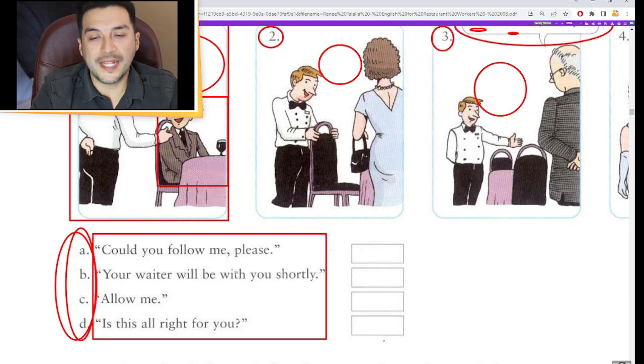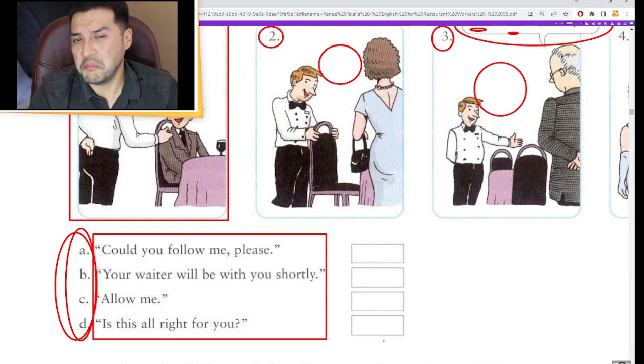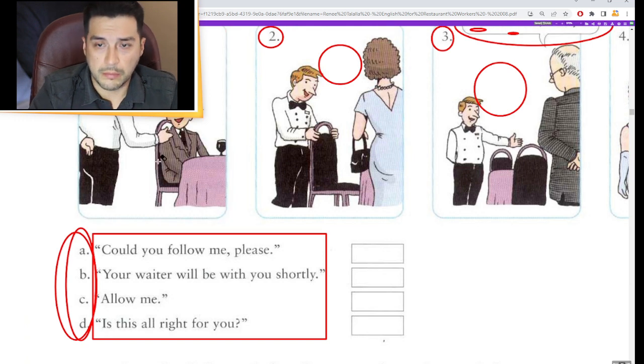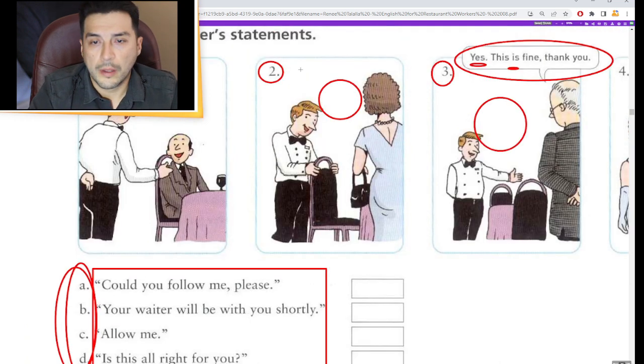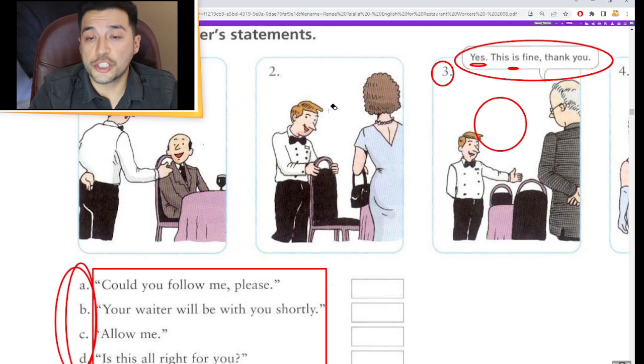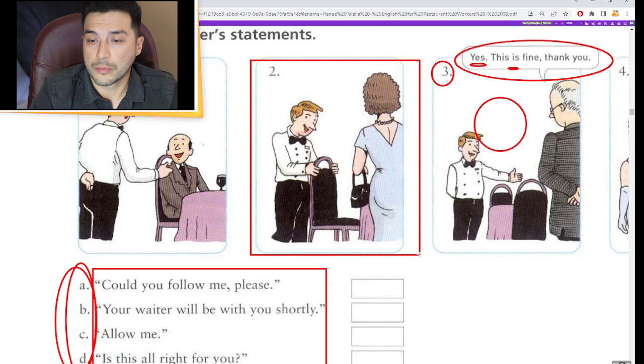Could you follow me, please? Your waiter will be with you shortly. Allow me. Is this all right for you? What about picture 2? Picture 2. What is Fred saying right here?